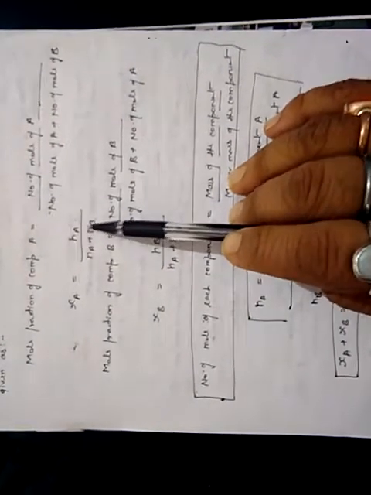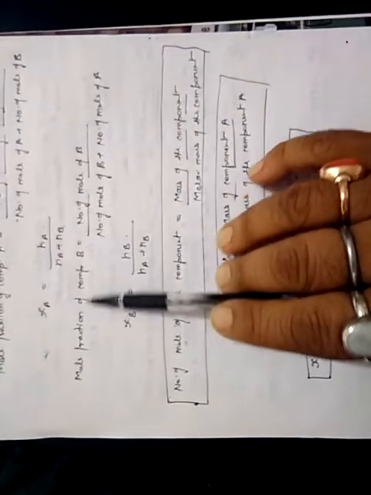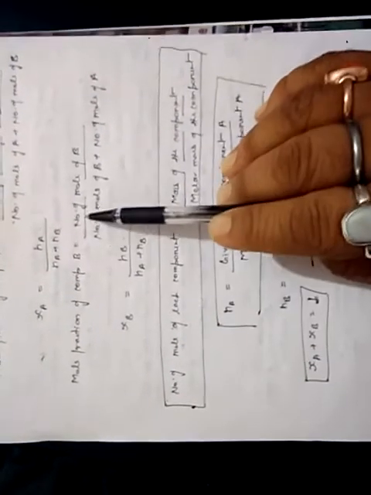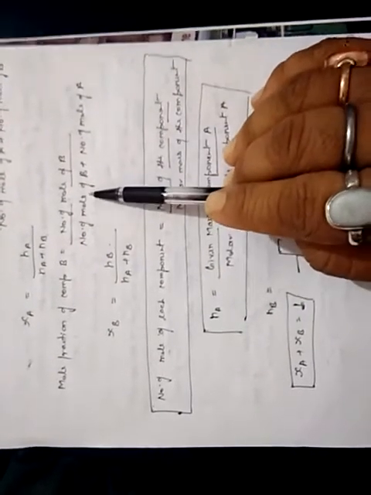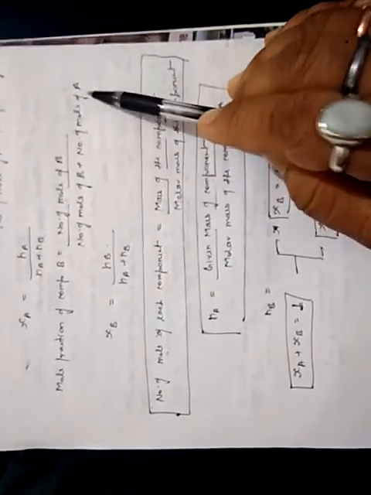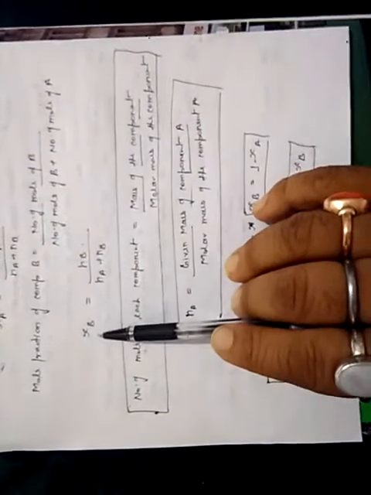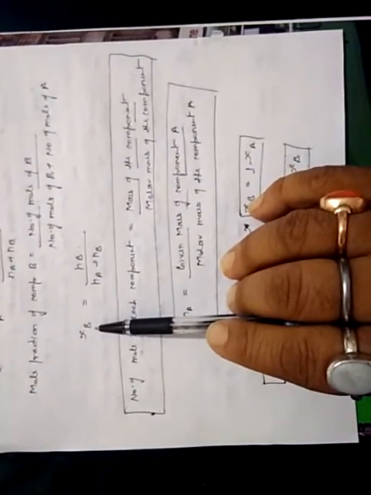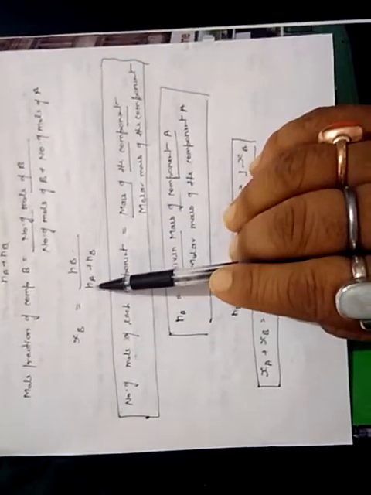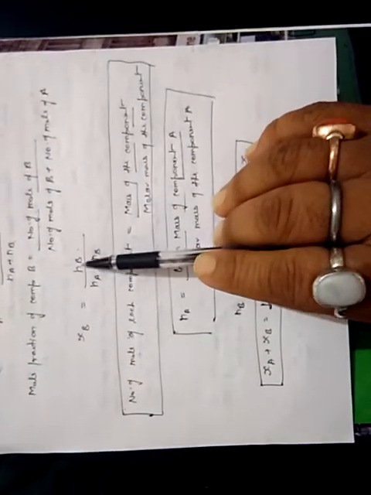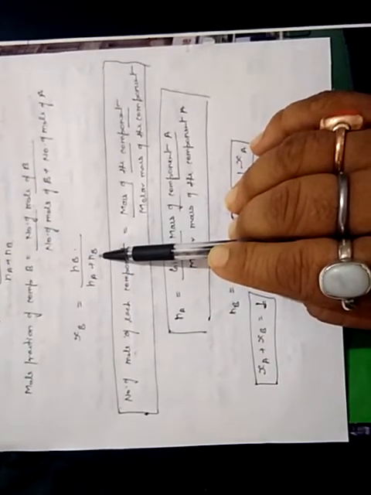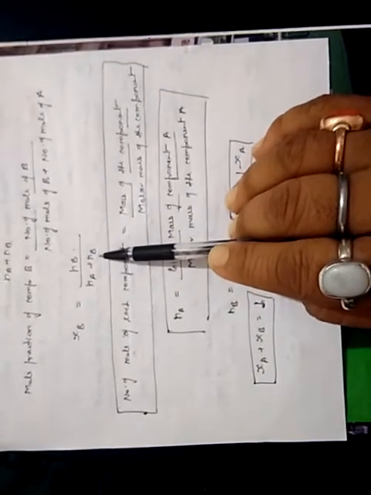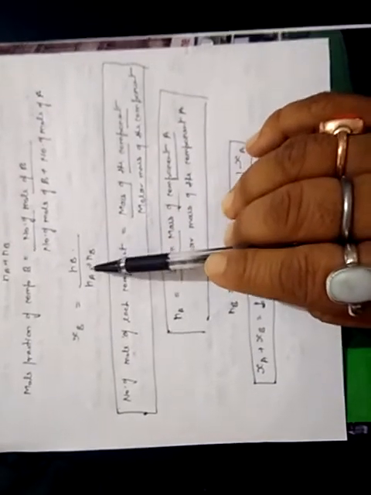Same way, when we consider the mole fraction of component B, it can be calculated by the formula number of moles of B compared with the total number of moles of the solution, meaning the number of moles of B plus the number of moles of A. In the same way, XB represents the mole fraction of component B and equals Nb upon Na plus Nb. Here Nb is the number of moles of component B, Na is the number of moles of component A, and Na plus Nb is the total number of moles of the solution.